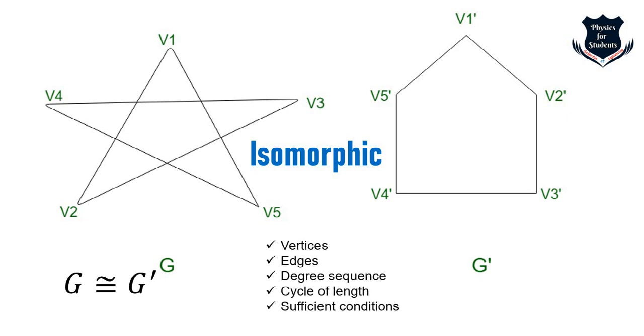Now we are also going to consider this: the number of vertices, the edges, the degree sequence, the cycle length, and there are certain things called sufficient conditions. Here we are not considering these three. This is just a basic idea on the concept of isomorphism.